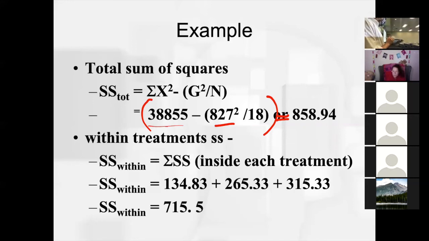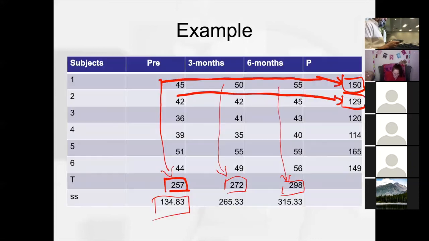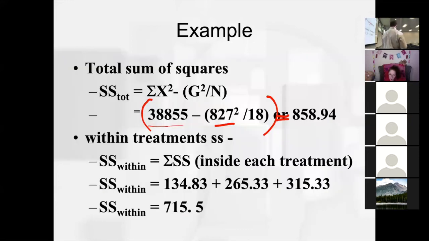To get my within treatments sum of squares, I'm going to take each sum of squares that I calculated for each treatment condition and add them together. Right, so I'm adding the sum of squares of the pre, sum of squares of the 3-month, and the sum of squares of the 6-month all together. And when I do, I get 715.5.